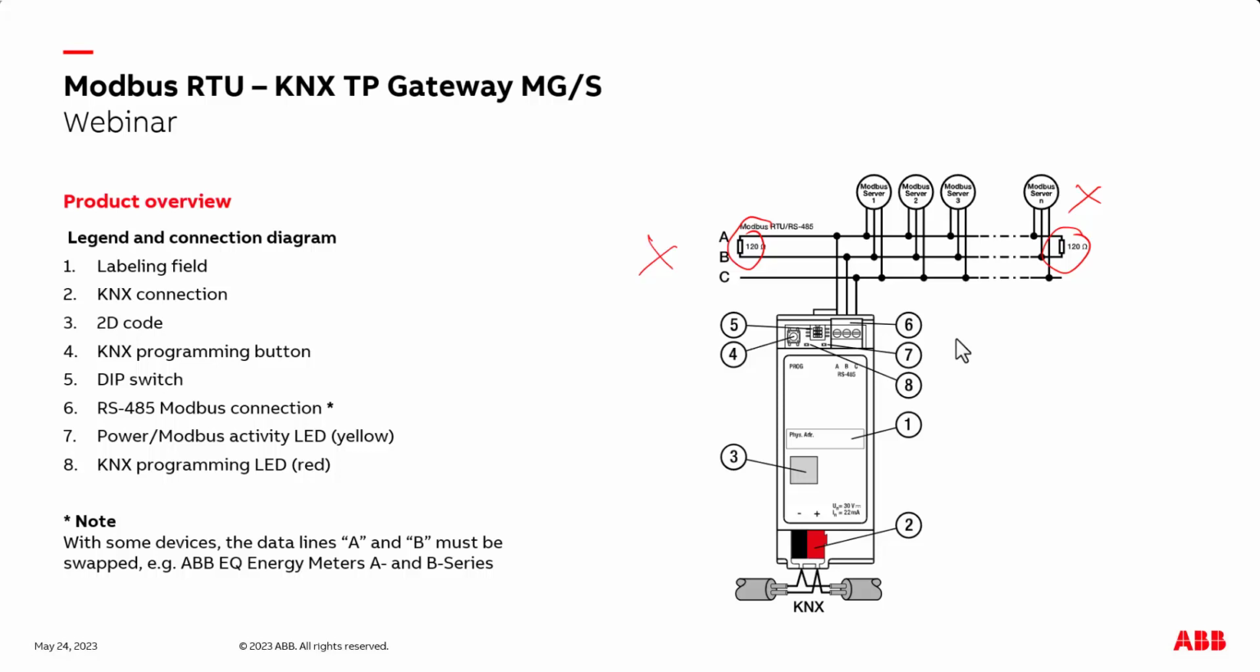Modbus is only a de facto standard. That's why I have written a very important note here. With some devices, the data lines A and B must be swapped, like in our ABB EQ meters from the A and B series. So if there are communication problems and a device does not respond, please swap the data lines A and B at this device.